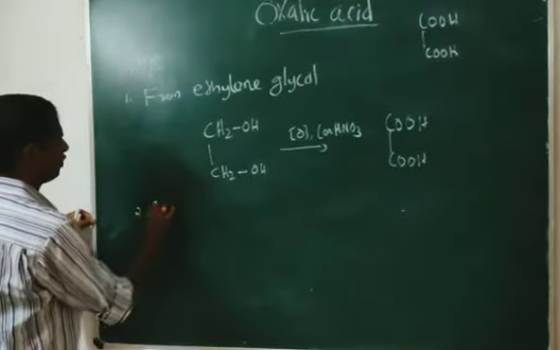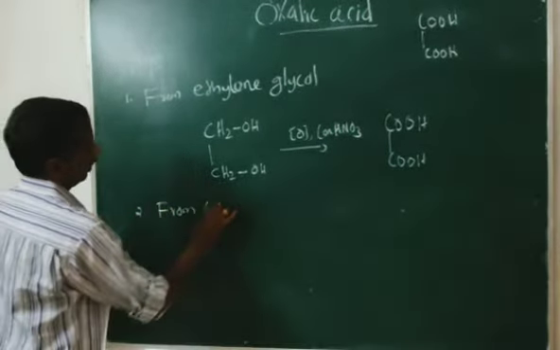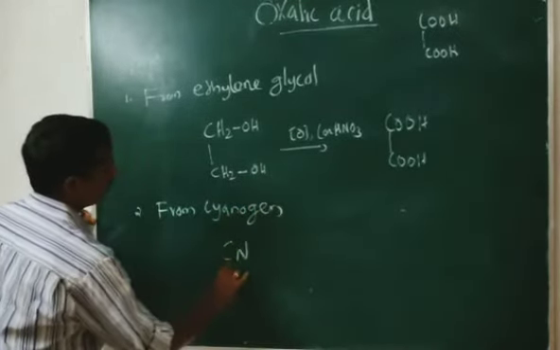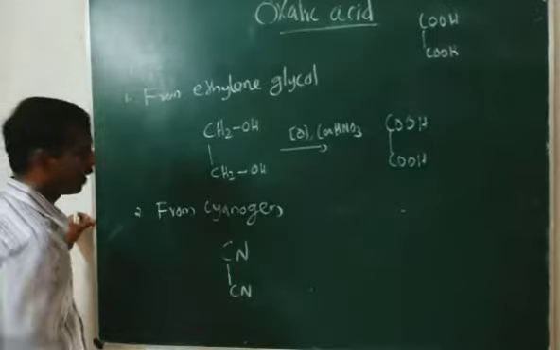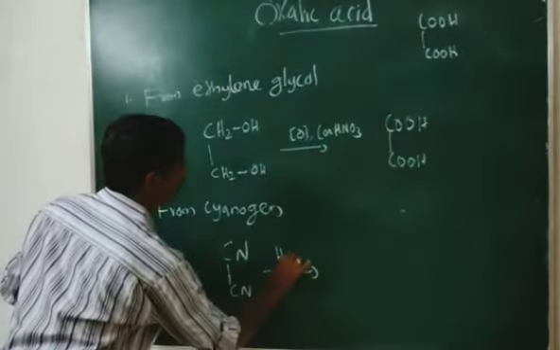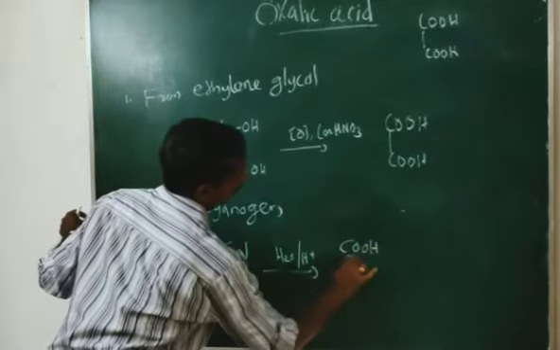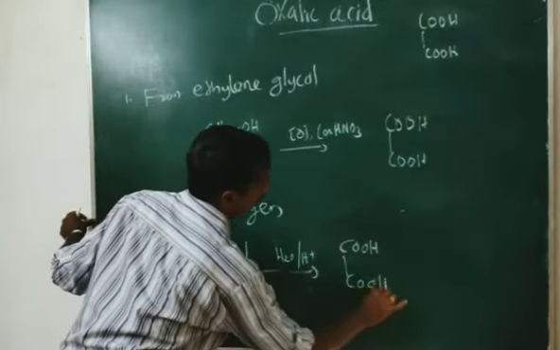Second method, from cyanogen. Cyanogen is CN, CN. On hydrolysis, with H2O and H plus, the CN group will be converted to COOH, that means COOH, COOH, oxalic acid.